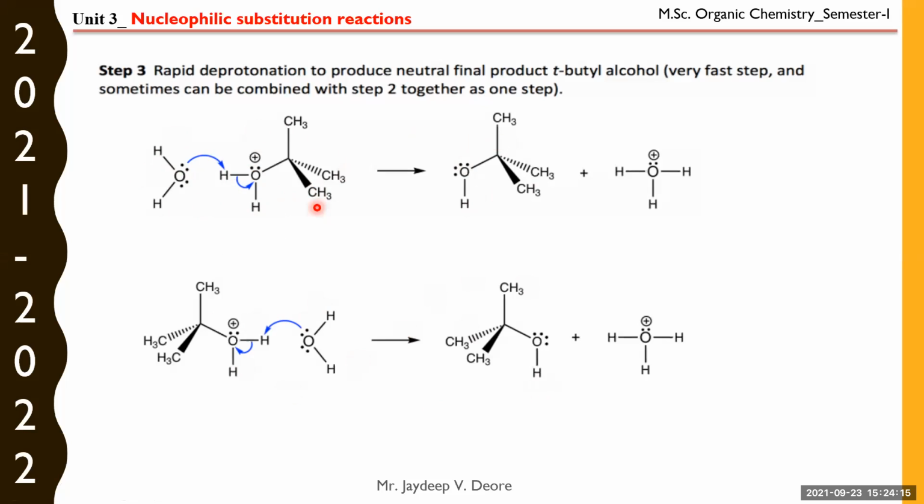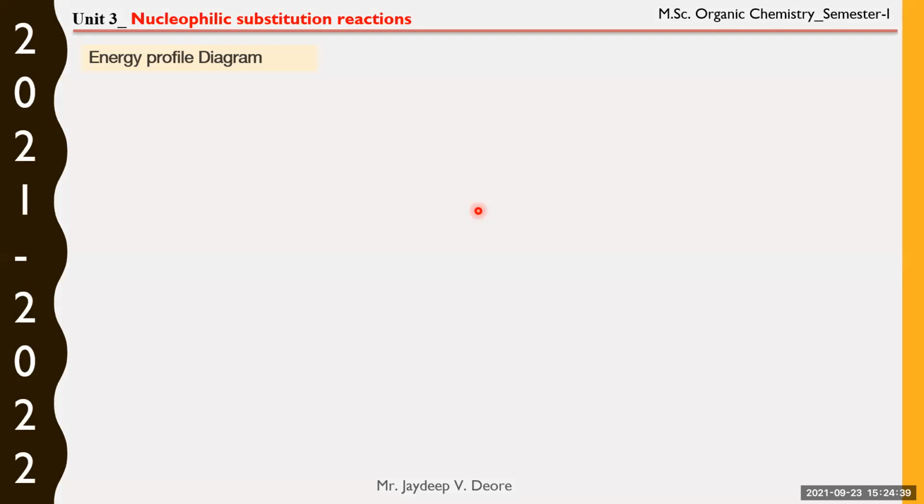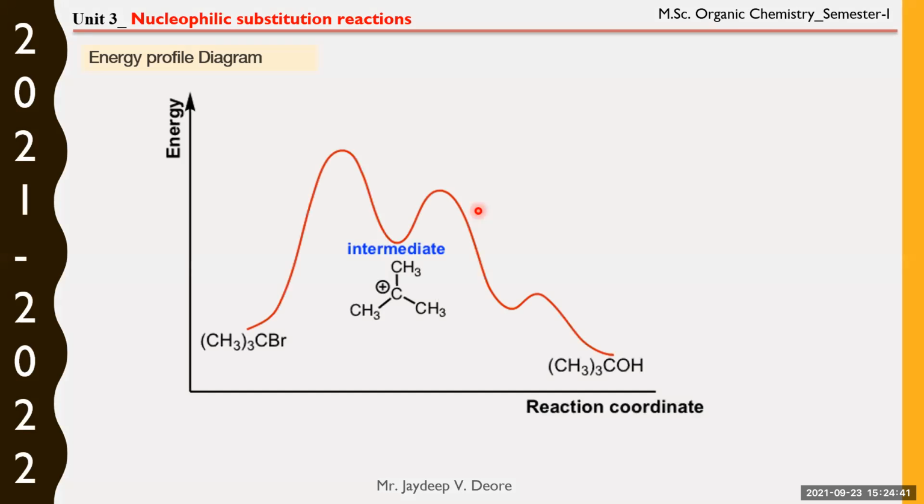Attack of the nucleophile occurs in a fast step, and the bond breaking occurs in a slow step. So these are the two possible products in this case because of the planarity of the intermediate. The nucleophile, the attacking species, can attack from both sides, either top side or bottom side, or we can say front side or back side. The next one is the energy profile diagram for this reaction.